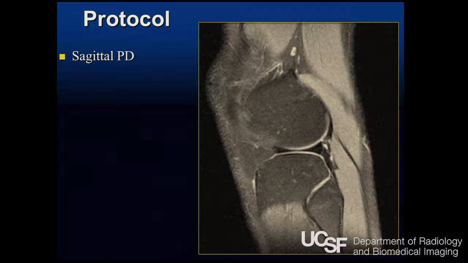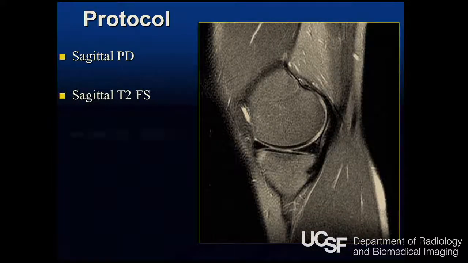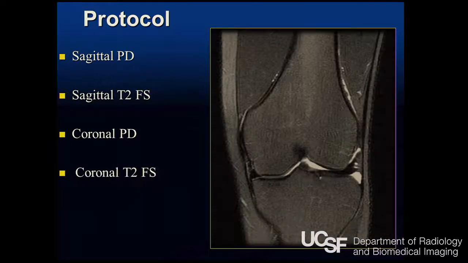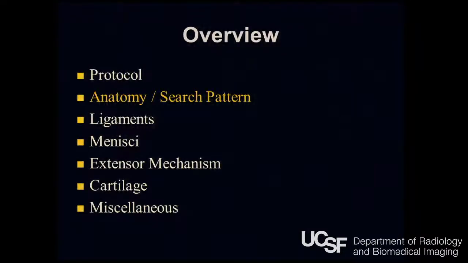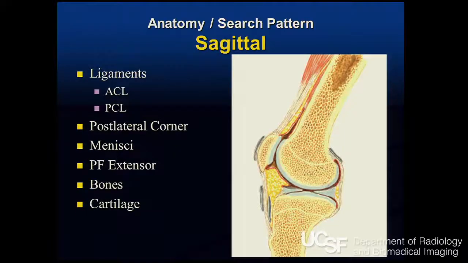We'll typically do sagittal PD, sagittal T2, coronal PD, coronal T2, and axial T2 fat-suppressed imaging. We'll touch on the anatomy and the search pattern. Again, what we like to do is start with the sagittal imaging. We'll have both the fat and fluid-sensitive sagittal imaging up on the screen. We'll scroll through them simultaneously.